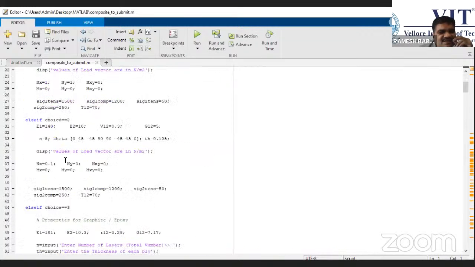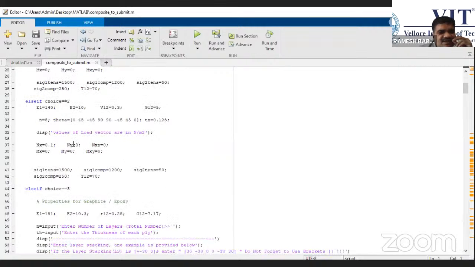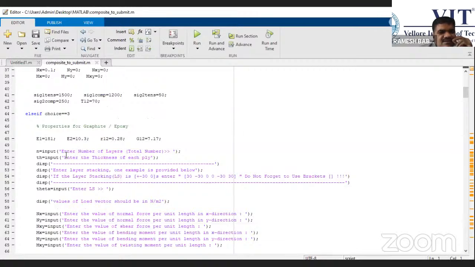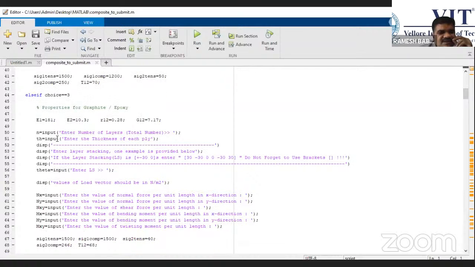The first one is the graphite epoxy, carbon epoxy. In the same way we get it, and then choice 3 for the graphite epoxy. Then we get the displacement, where n is the input: enter the number of layers, the total number, and the theta values, displaying this.